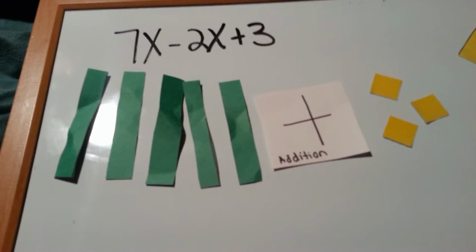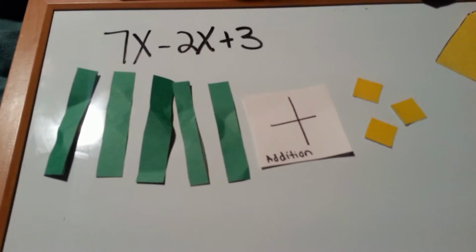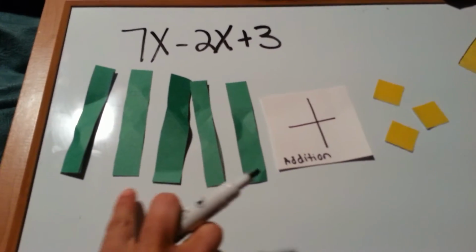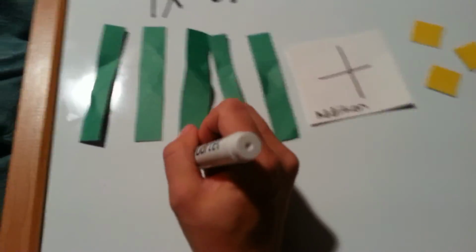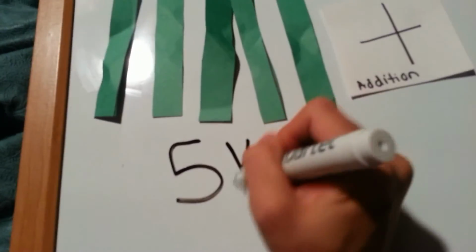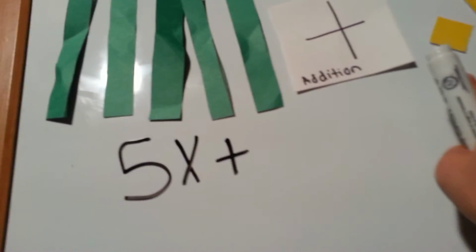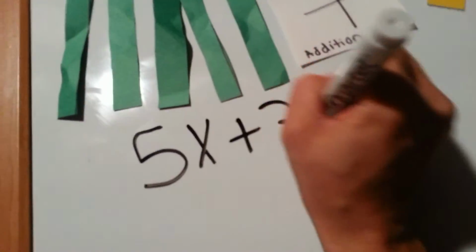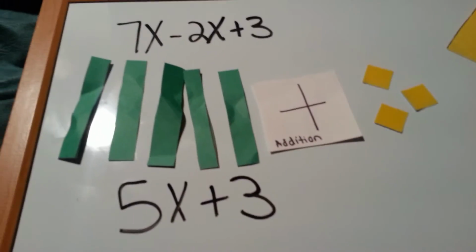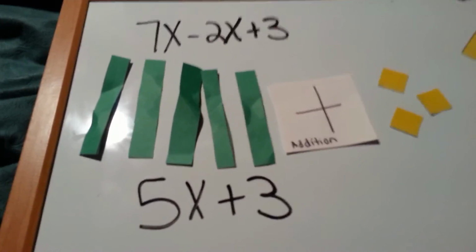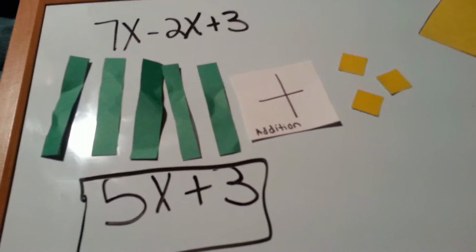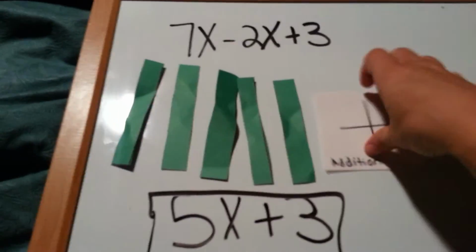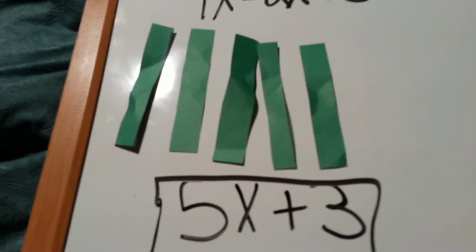So when you get it looking like this, you're going to count up your x values. 1, 2, 3, 4, 5. And you've got 5 x's and your addition sign. Don't forget that. And then you've got 3 ones. So your answer is 5x plus 3. And that's your answer. Now we've got one more of these types of problems we're going to do.